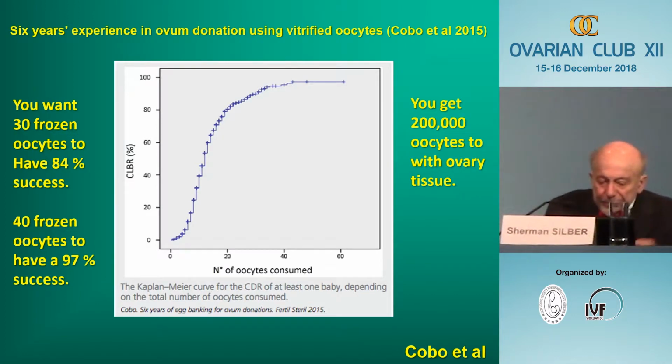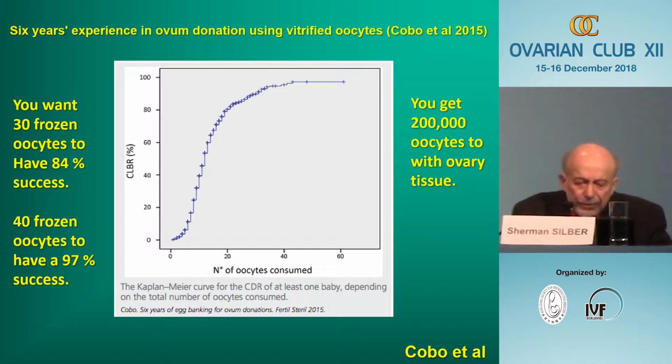And Anna Cobo will put this together in a beautiful way with huge numbers. She's frozen more oocytes than anyone. And you need 40 frozen oocytes with conventional stimulation to have a 97% chance of having at least one baby. So a woman with cancer would really have to go through 2 or 3 or 4 cycles with heavy stimulation in order to really feel very secure. And I would maintain that, as you can see on the right-hand side, if you freeze her young ovary tissue, you'll have 200,000 oocytes. So I think you're in a safer position.